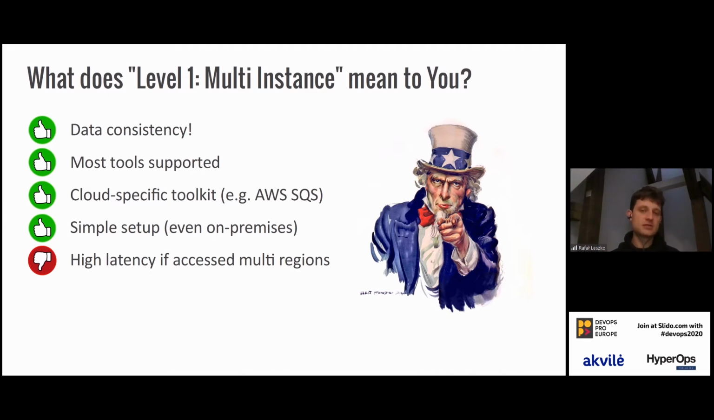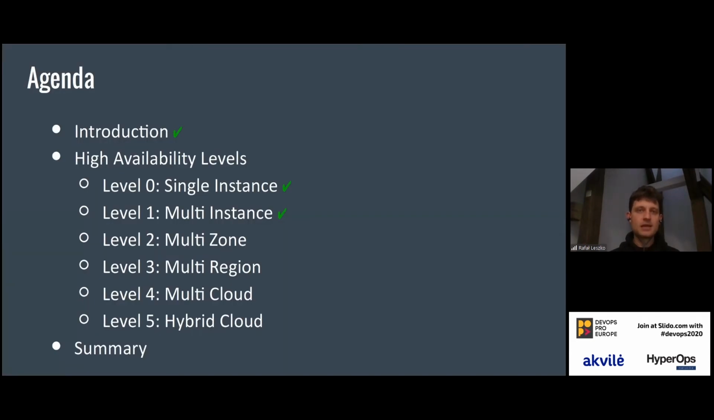From the downsides, obviously you are limited to one zone, and if you deploy in one local network and would like to access your system from some other geo region, then the latency will be high. Okay, we covered level 1. Let's see what happens when we move to multi-zone.